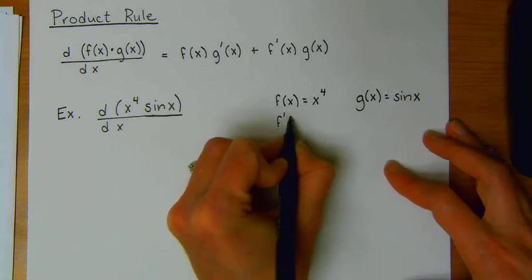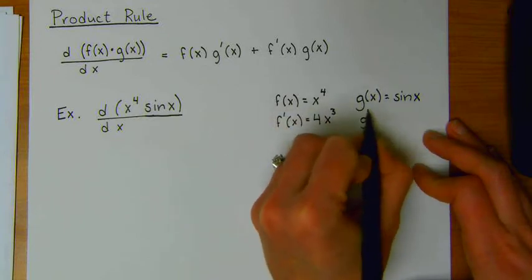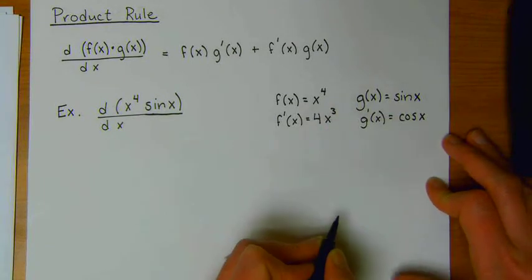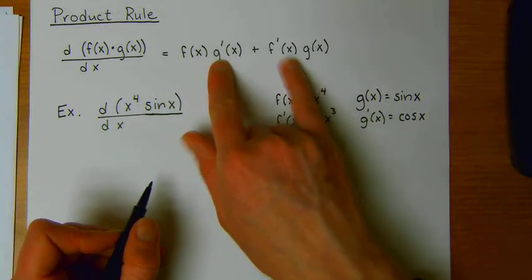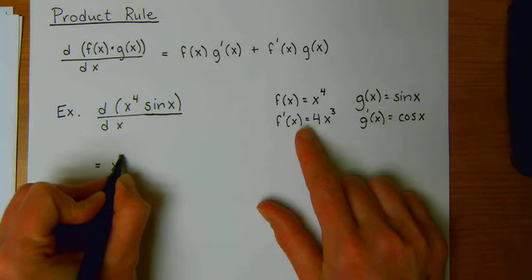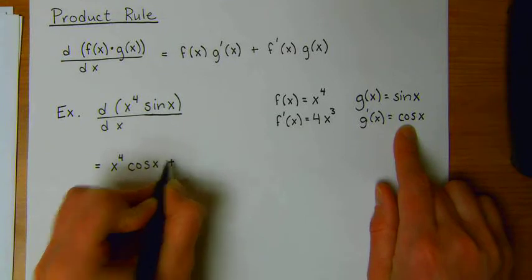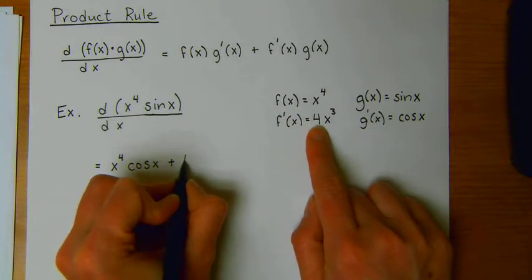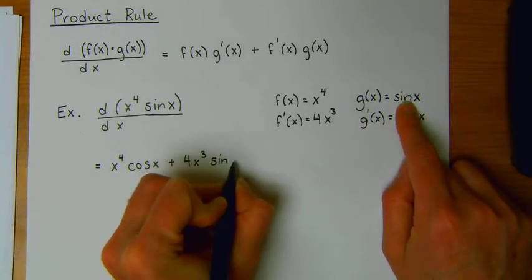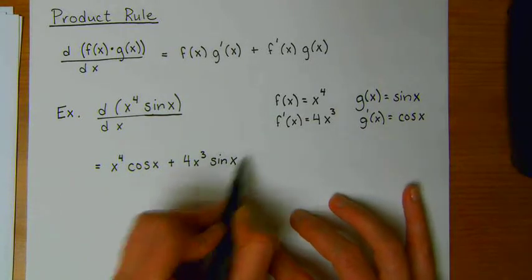And I can see that the derivative of the first function by power rule is 4x cubed, and the derivative of the second function is going to be cosine of x, because it starts positive. And using all of this information, I can now apply product rule to find the derivative. The derivative is going to be the first function, x to the fourth, times the derivative of the second function, cosine x, plus the derivative of the first function, 4x cubed, times the function, sine of x. And notice there are some things that we can do to simplify this, but just for clarity in this video, I'm going to leave it like this.